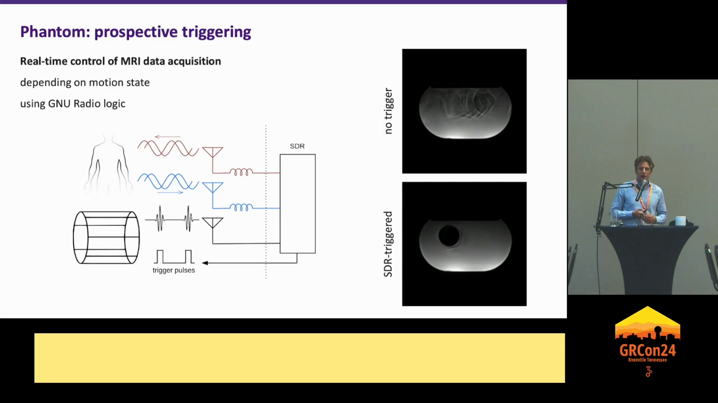Going one step further, a different approach would be to have the radar running. The radar determines the motion state, and then you have the SDR trigger the scanner. So the MRI data acquisition is only active during a predefined motion state. Once again, we're using our phantom to test this. On the top, you see an image that was acquired without any triggering, and on the bottom, you see the same conditions, but this time we feed trigger pulses from the SDR back to the scanner, which results in a much clearer picture.